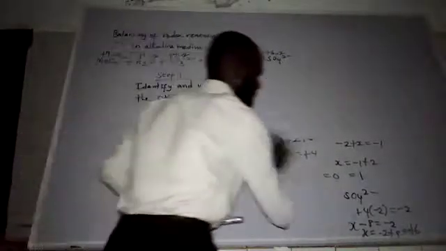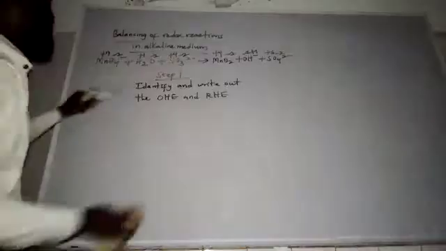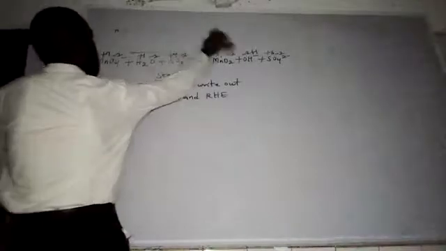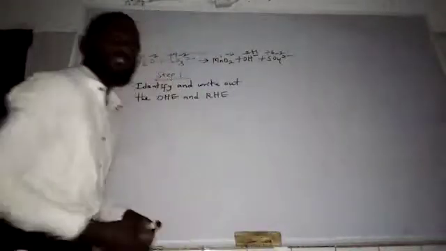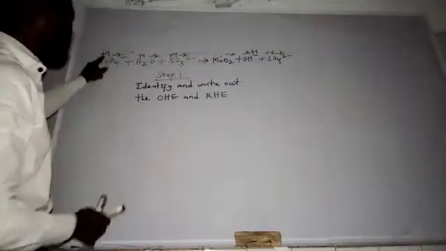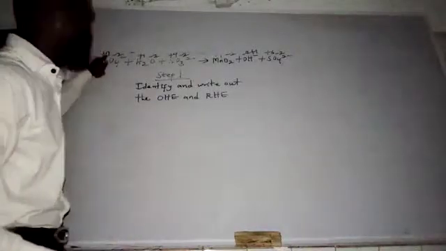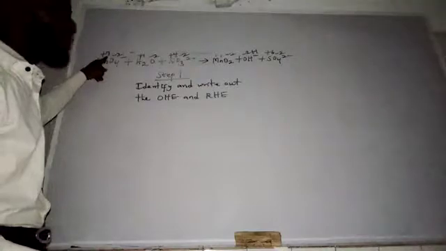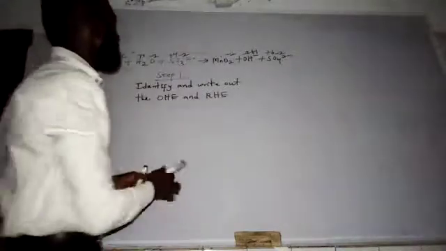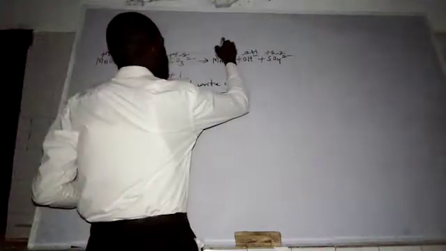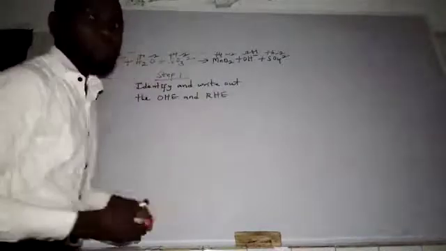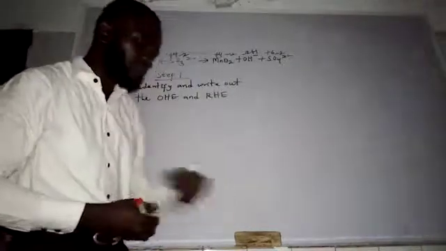Now, all I have to do now is to identify where I have my oxidation and reduction. Now, the oxidation number of manganese in MnO4 minus is plus 7 here, but it is now plus 4. It is now plus 4. So that implies that there is a decrease in oxidation number.